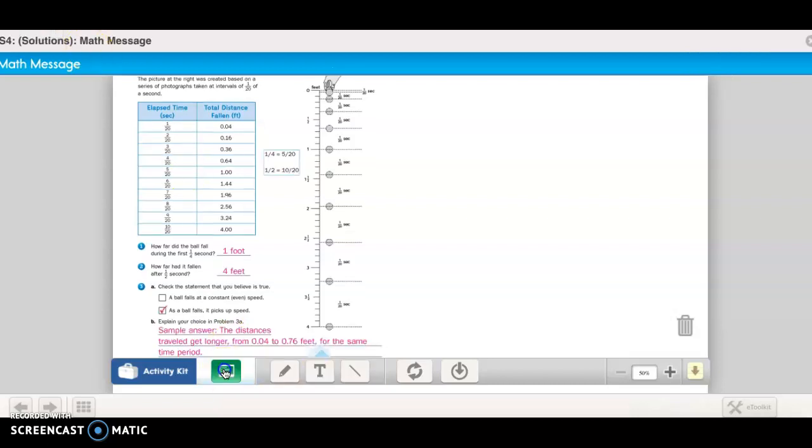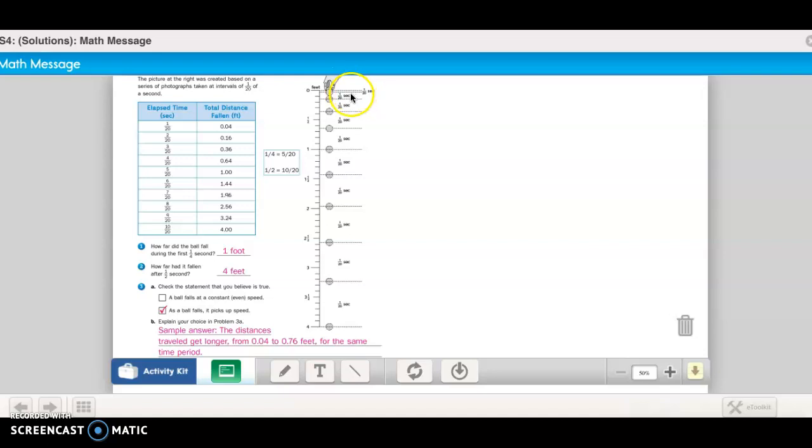Welcome back. So if we look here, we'll see that 1/4 is equal to 5/20ths. So if we take a look in the table and we move down here to 5/20ths, we'll notice that that is equivalent to 1 foot of that total fallen distance. If we look at the 1/2 of a second, that's equivalent to 10/20ths. So if we follow that along on our table, we'll see that 10/20ths is equivalent to 4 feet of that fallen distance. You can also look over here.